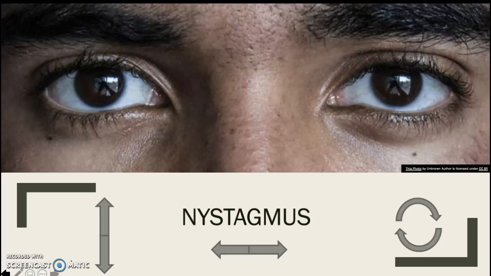Nystagmus is identified by the fast beating component of the eye movement. This means that if the eye is beating to the right faster than it moves to the left, you have right beating nystagmus. On the other hand, if the eye beats to the left quicker than it moves to the right, you have left beating nystagmus.